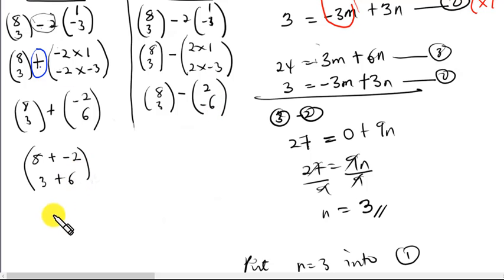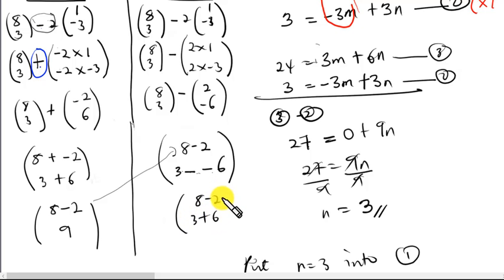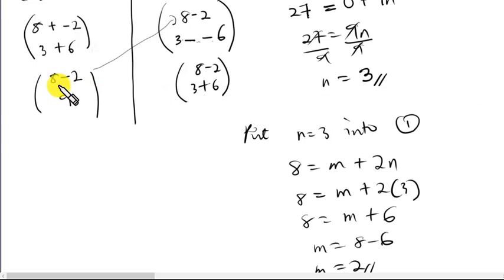And if you watch carefully, you will know that 8 plus negative 2 is the same as 8 minus 2. And 3 plus 6 is 9. Let me also check here. So here too we will have 8 minus 2. Then here too we have 3 minus negative 6. And when these two signs meet, it turns to positive. So we have 3 minus negative 6 is 3 plus 6. So 8 minus 2 is 6, and 3 plus 6 is 9.